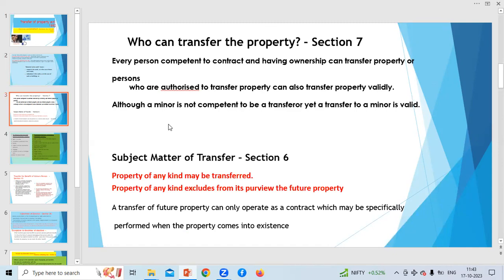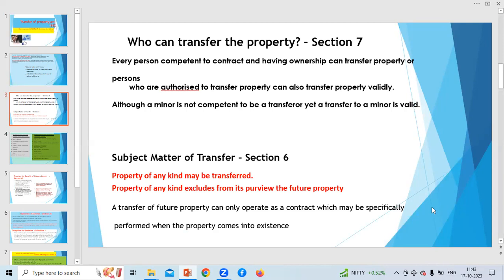So this is very important. He can't transfer the property to some other person, but he can receive. Transfer to a minor is valid. We can transfer property to a minor. So this is Section 7.